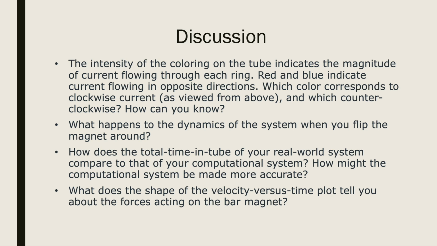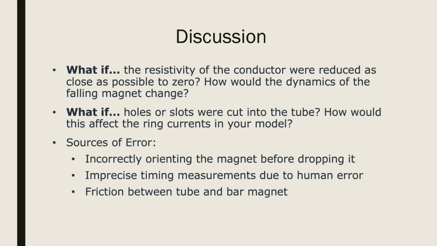If the resistivity of the conductor was nearly zero, the induced currents would flow with almost no resistance, creating stronger opposing magnetic fields. This means that the falling magnet would experience more magnetic drag and would fall even more slowly.